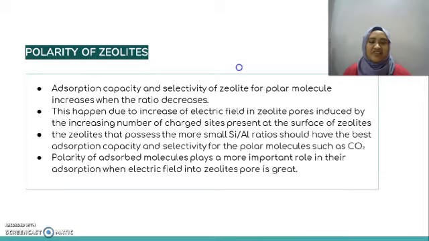High silica zeolite, or high silica to aluminum ratio, has more homogeneous surface characteristics and exhibits high hydrophobic selectivity.